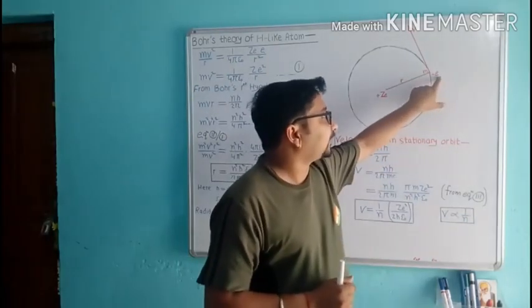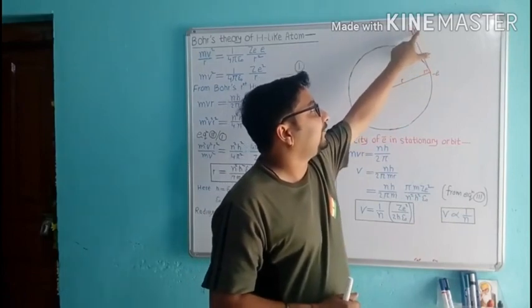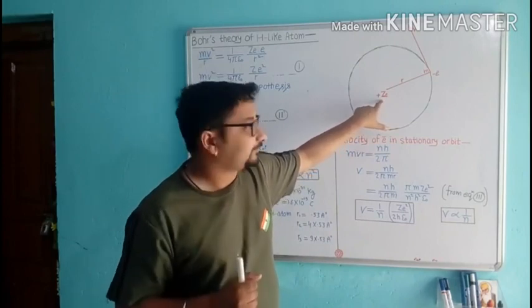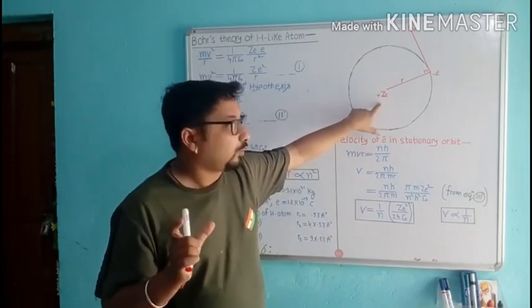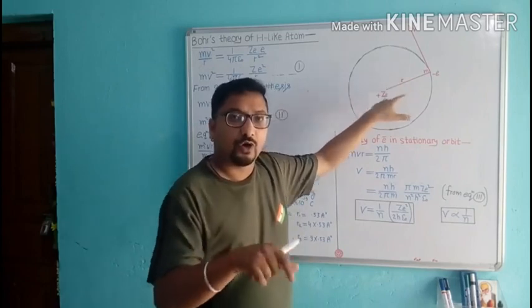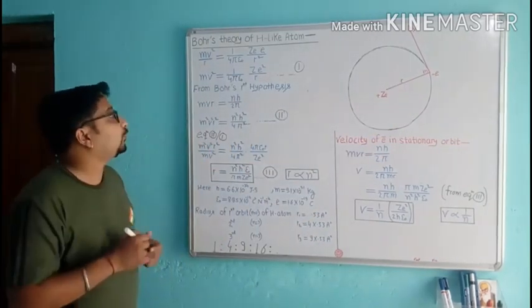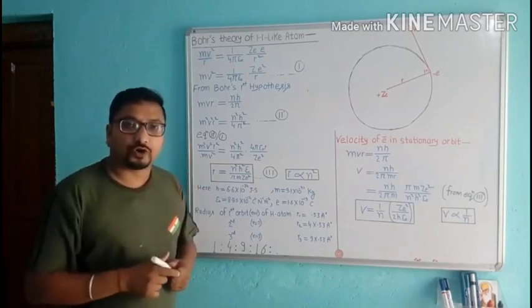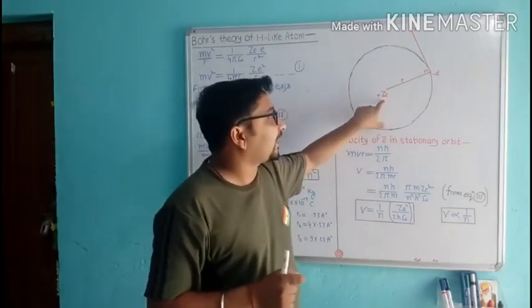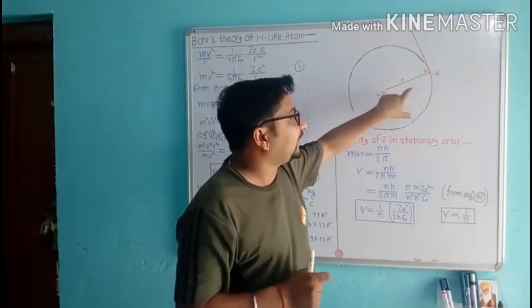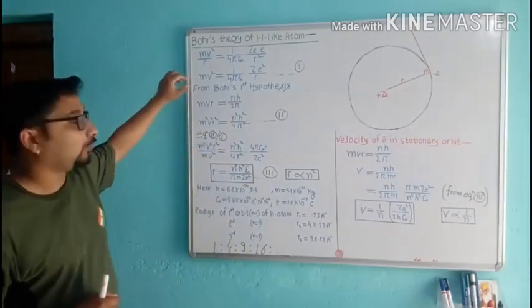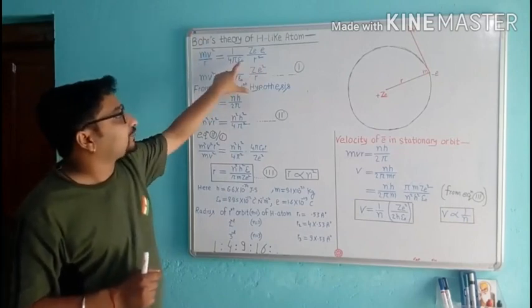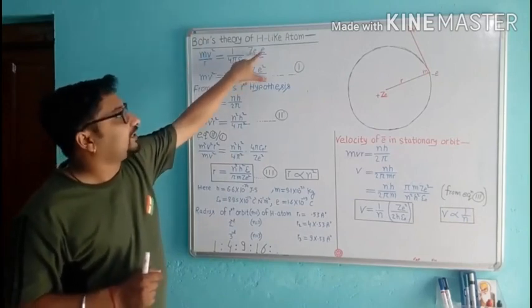Here is an electron having mass m moving with velocity v in its orbit. Here is Ze, the nucleus, where Z is the atomic number, and r is the radius of this orbit. According to Bohr, the electron gets the necessary centripetal force for revolving in its orbit from the electrostatic attraction force between the nucleus and the electron.